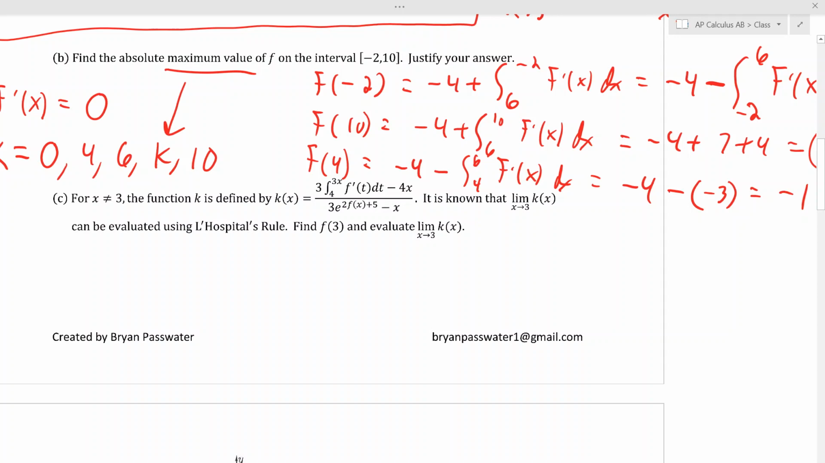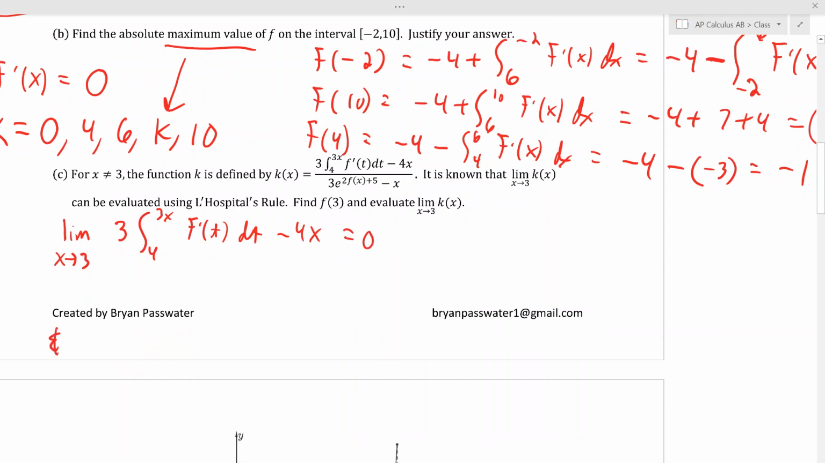So k of x is some crazy new function, and it's known that we can use L'Hopital's rule here, which means when we plug 3 into this, we have to get 0 over 0. That's what that means. So that means the limit as we approach 3 of the numerator, which would be the integral from 3 to x of f prime of t dt, minus 4x has to equal 0. And the limit as x goes to 3 of the denominator. We're going to handle both of these separately. I think this is a little bit more complicated than it really needs to be, but the point is important. So both of those have to equal 0.